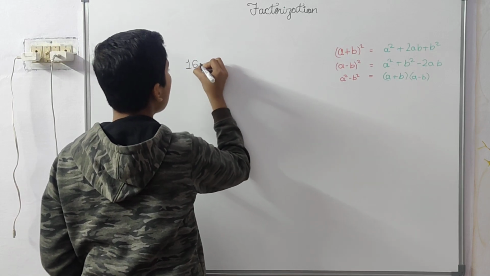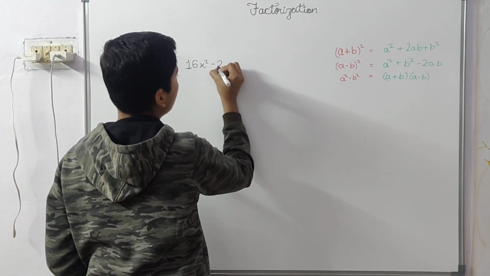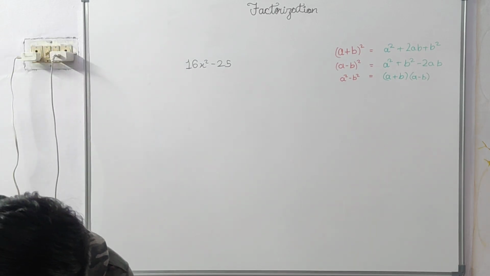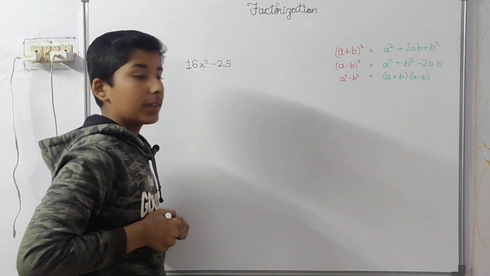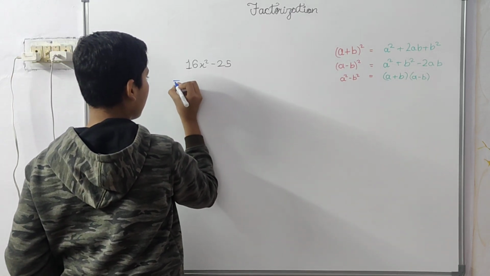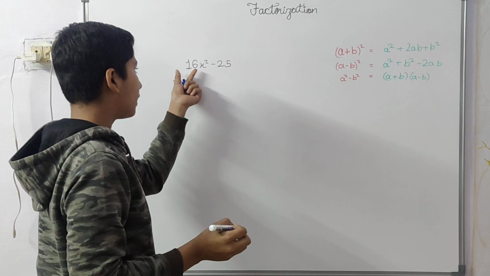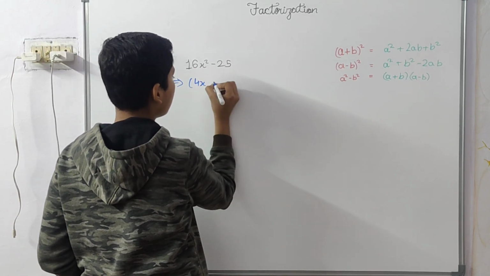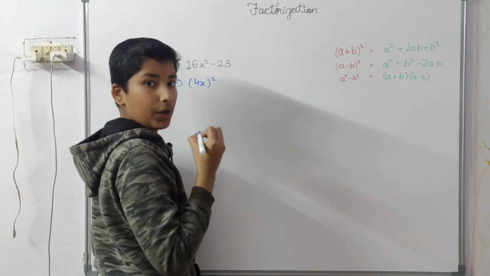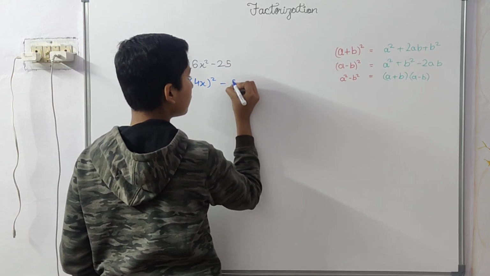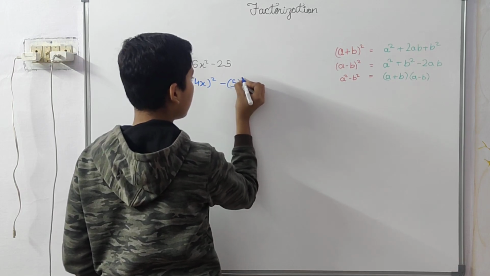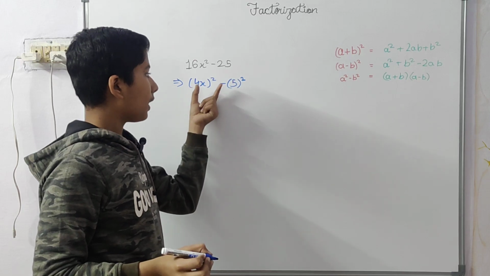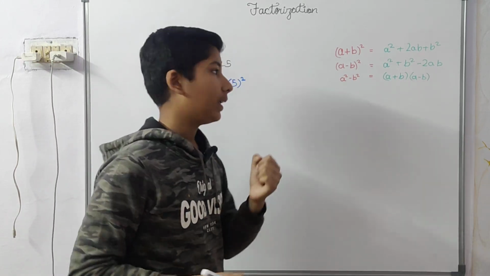16x square minus 25. So how will you solve this one? I think you might have got it. 16x square can be written as 4x whole square, and 25 can be written as 5 square. So if you see it, which identity is getting used here? A square minus b square.